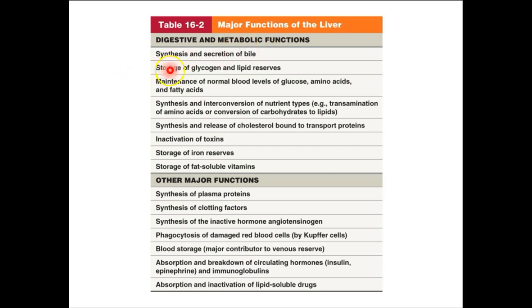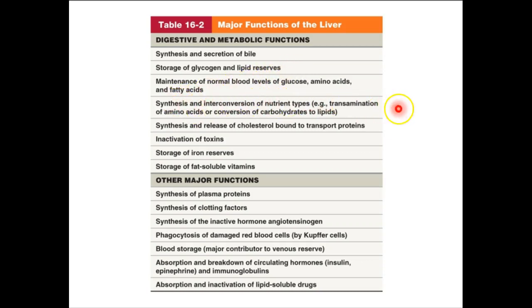It's going to store glycogen and lipid reserves. It's very important to blood sugar control. It controls how much blood sugar you have at any given moment, along with your pancreas. It communicates with your pancreas to control your blood sugar and nutrient levels, because it's responsible for a lot of your metabolic activities. It takes in all of the nutrients from your digestive system and filters them, alters them, metabolizes them, stores some of them, and releases others.